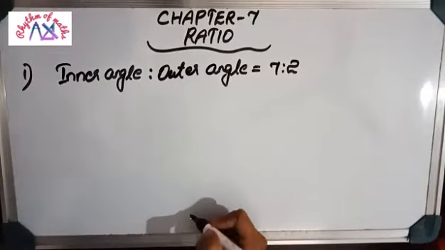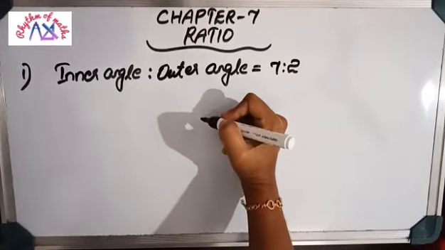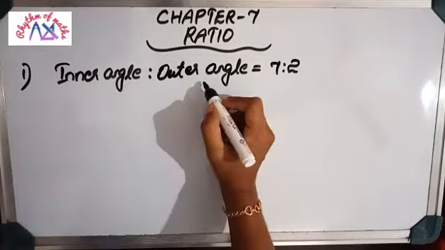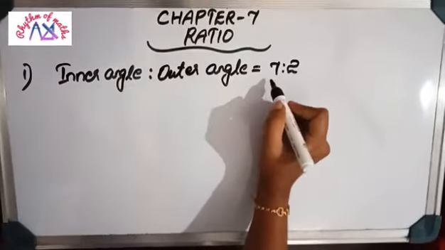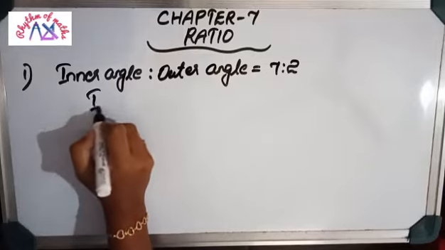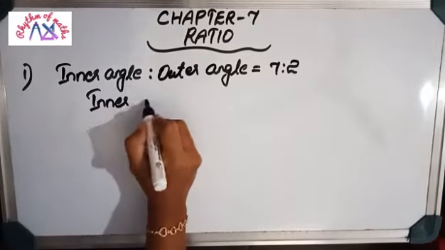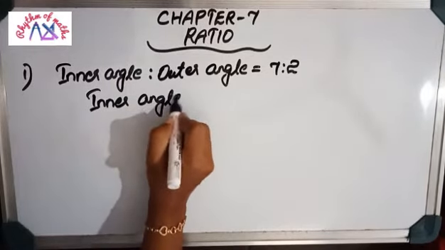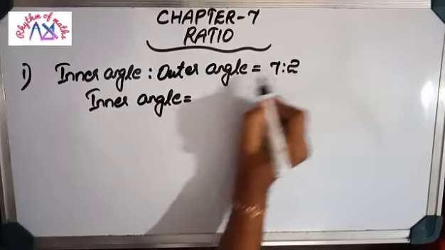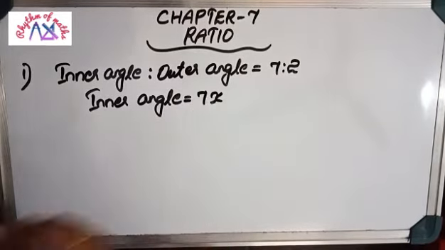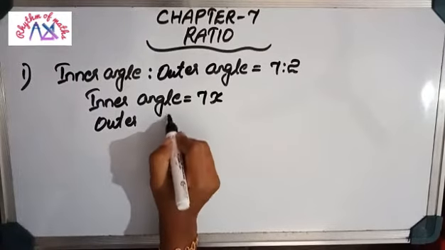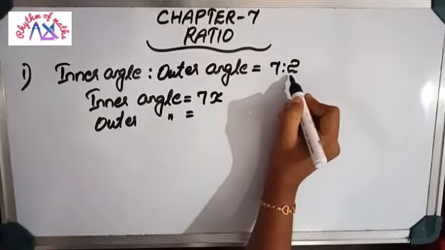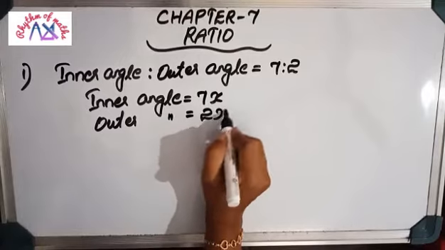Only the ratio is given. We have to find what the inner angle is and what the outer angle is. So according to our rule, what will be the inner angle in terms of x? Inner angle will be equal to 7x, like this we will write. Next is the outer angle. So the outer angle will be equal to what? Next is 2, so 2x.